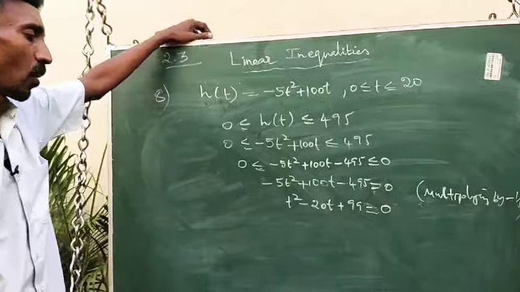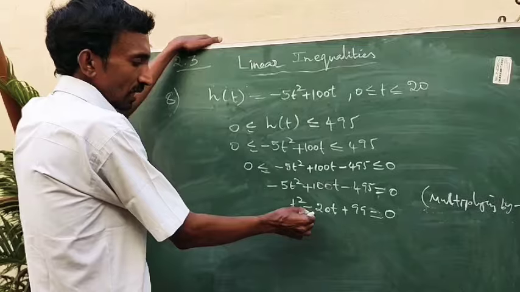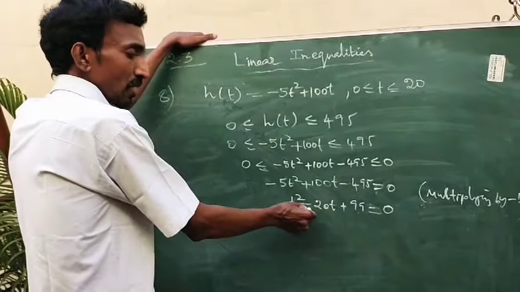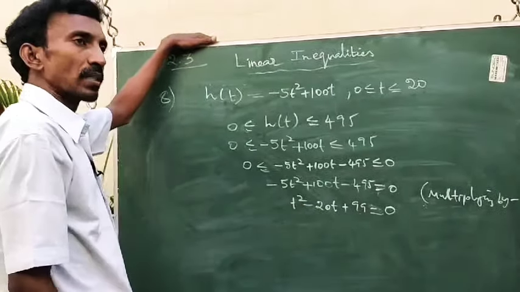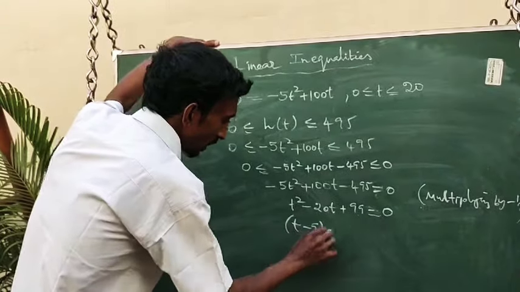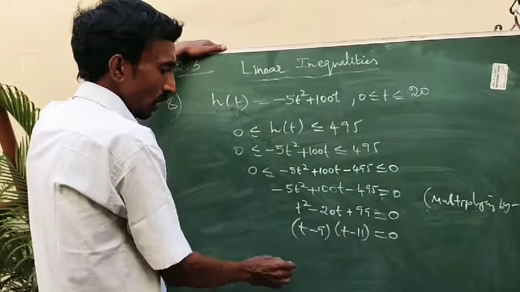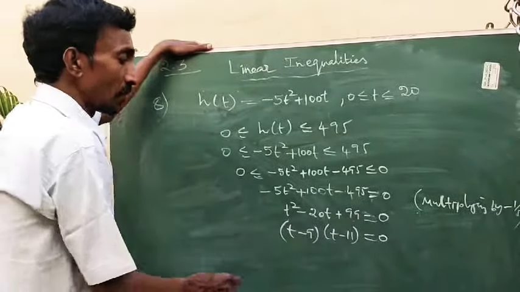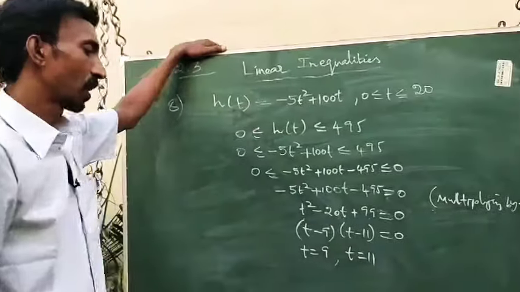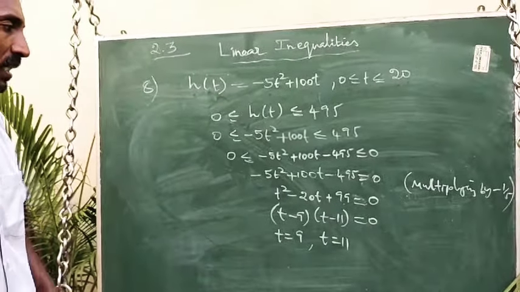So look at that, we got a quadratic equation. In that quadratic equation, the product of the factors is plus 99 and the sum of the factors is minus 20. Obviously it is minus 9 and minus 11. So t minus 9 into t minus 11 equal to 0. So the sum is minus 20 and the product is plus 99. So either t equal to 9 or t equal to 11 seconds. This is the required answer. Either t equal to 9 seconds or t equal to 11 seconds.